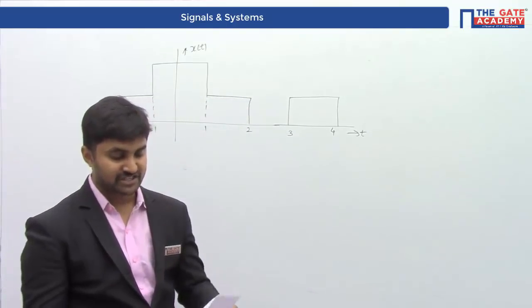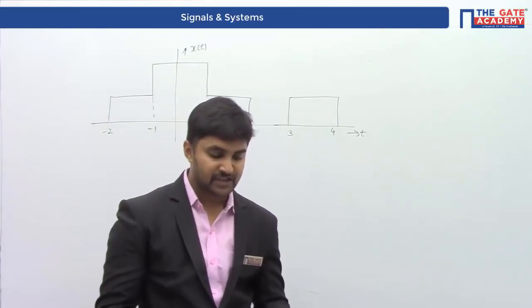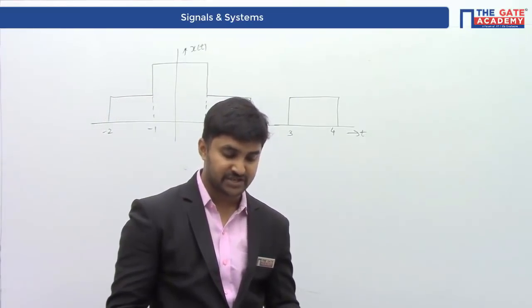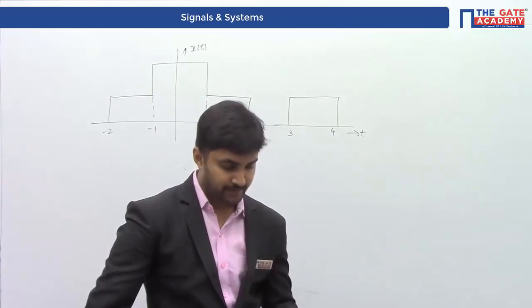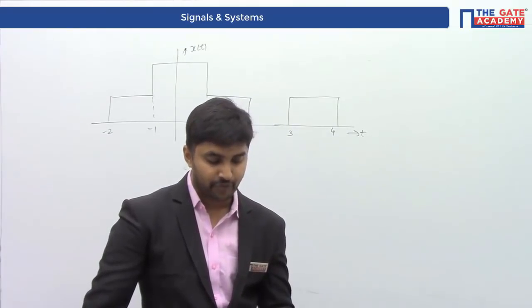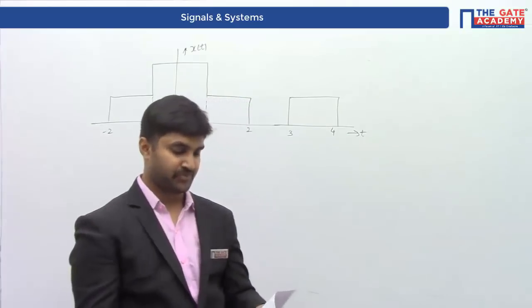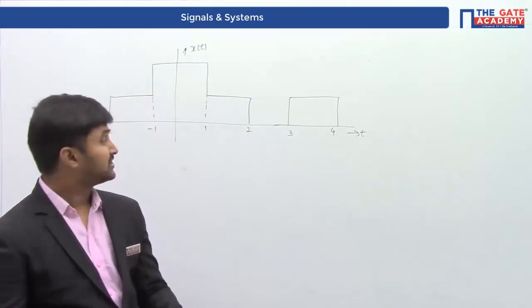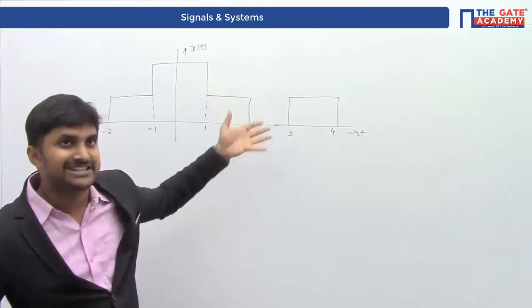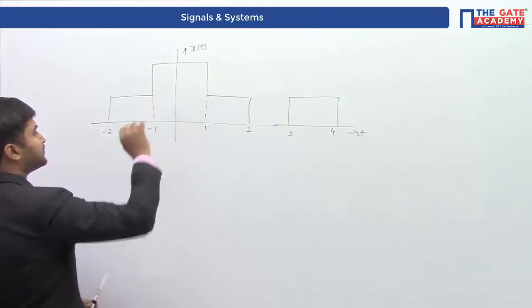So the continuation of the signal is that the Fourier transform of x(t) times x(−t) is always real. And the last part of the question is that the Fourier transform of x(t) times e^(j2t) is dash. So we will go one by one. First of all, we will find the Fourier transform of this particular signal.